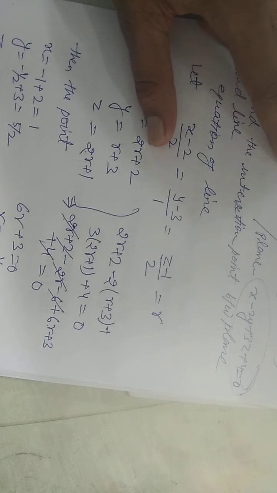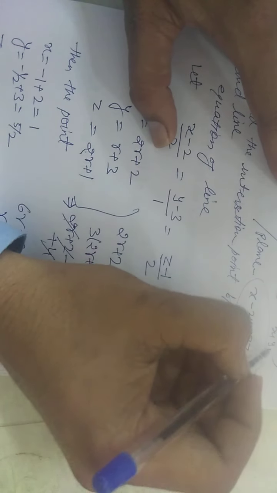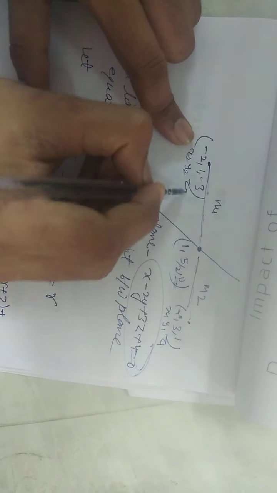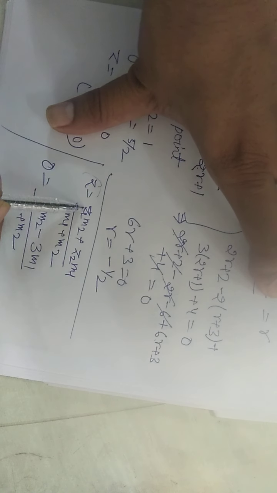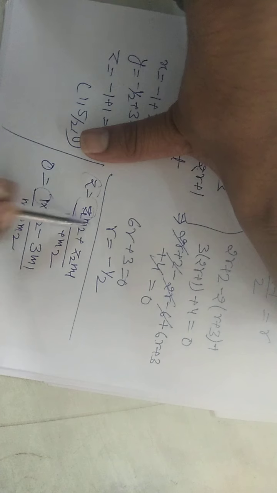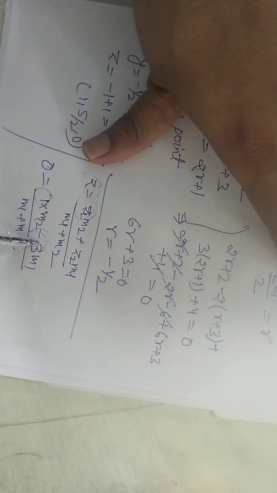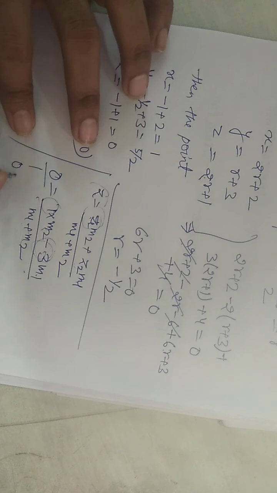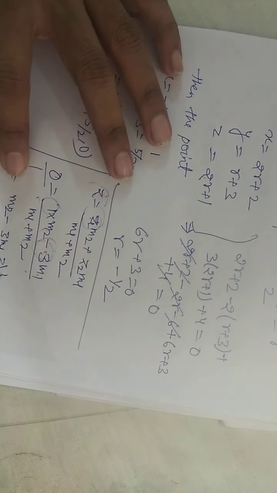The points are (x1, y1, z1) and (x2, y2, z2); you can use any one. So putting the value of z1 as 1, m2, and z2 as minus 3, m1 upon m1 plus m2. Then by cross multiplication, 0 equals m2 minus 3 m1, so m1 upon m2 equal to 1 upon 3.